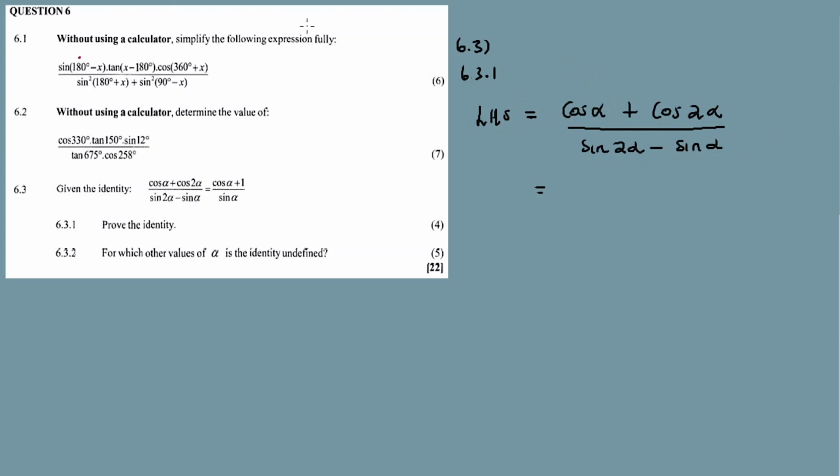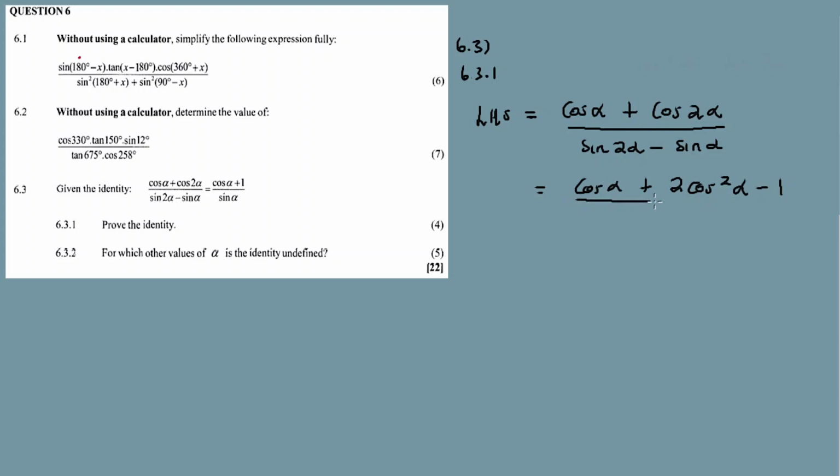If it was cos squared, then you might consider using the identity cos squared alpha minus sine squared alpha, this identity for cos. But here we have cos alpha, not squared, so we will use this one: 2 cos squared alpha minus 1. So that's even a trinomial up there to factorize.